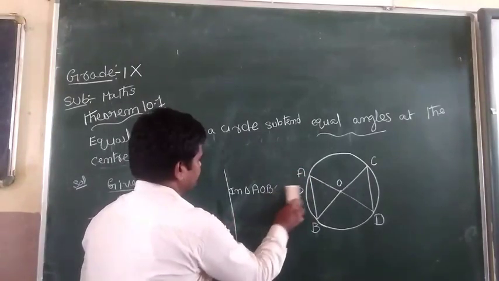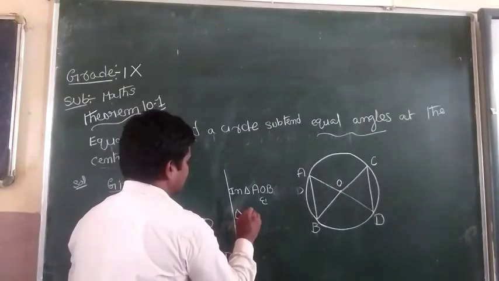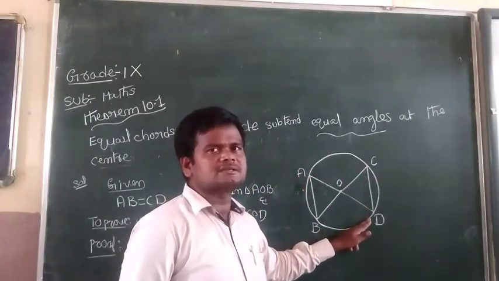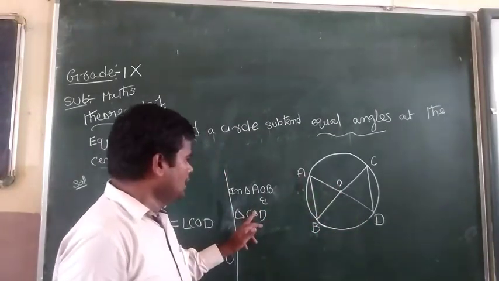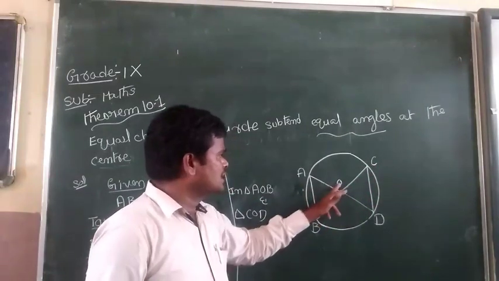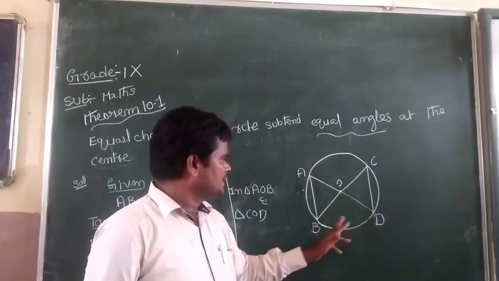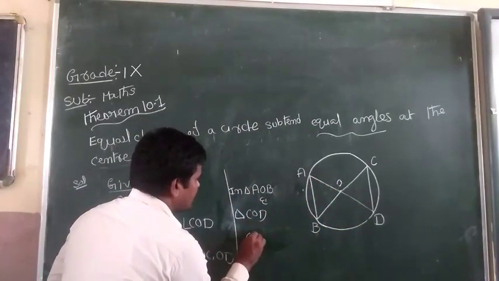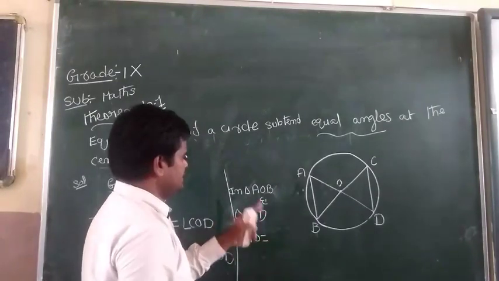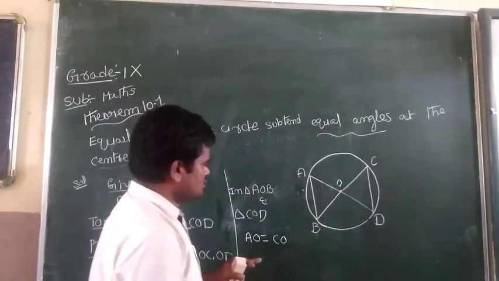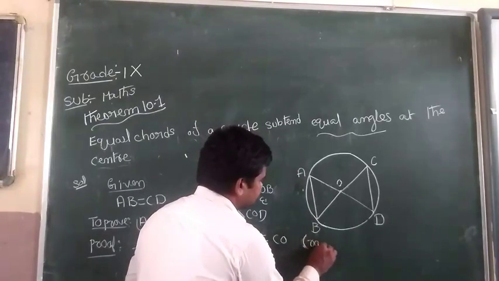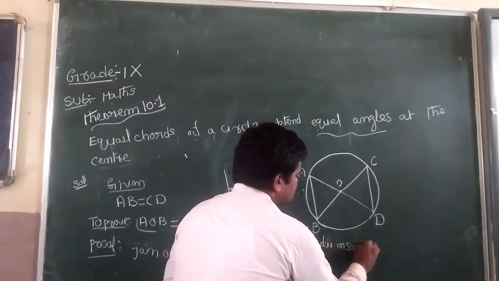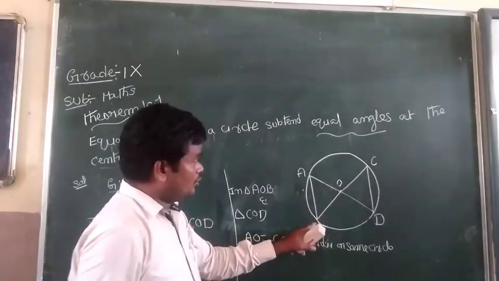Triangle AOB and triangle COD. In these two triangles, AO equals CO. What is the reason? Radii of the same circle.